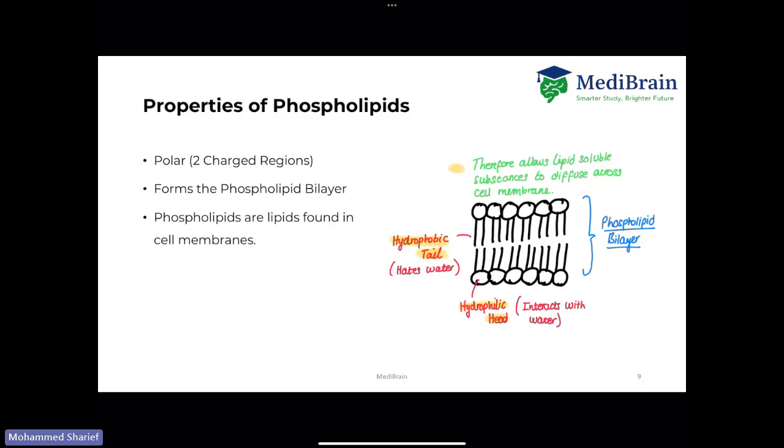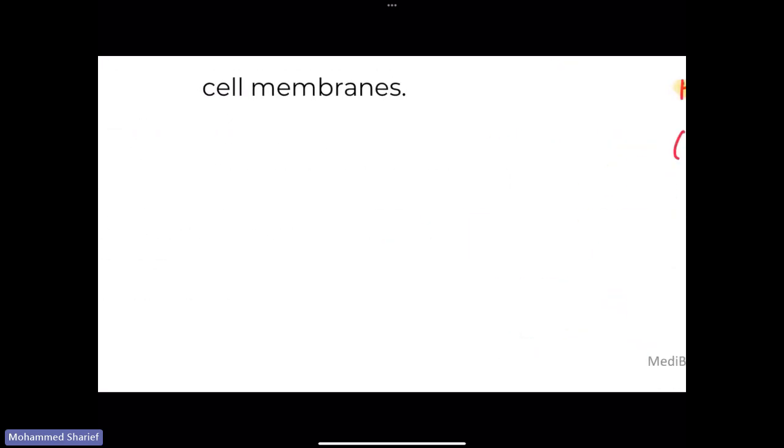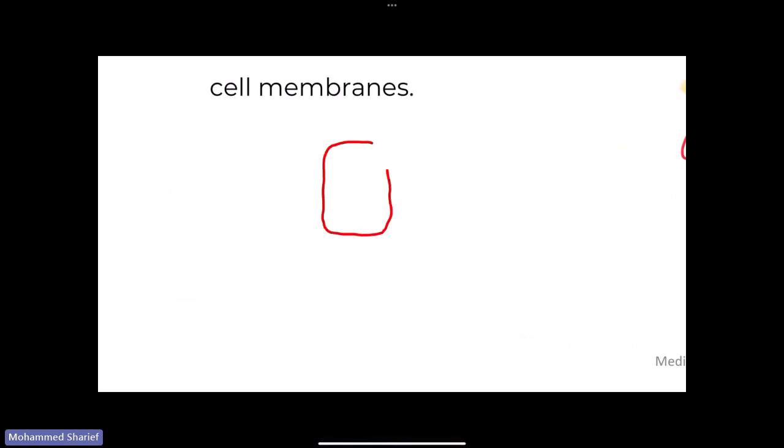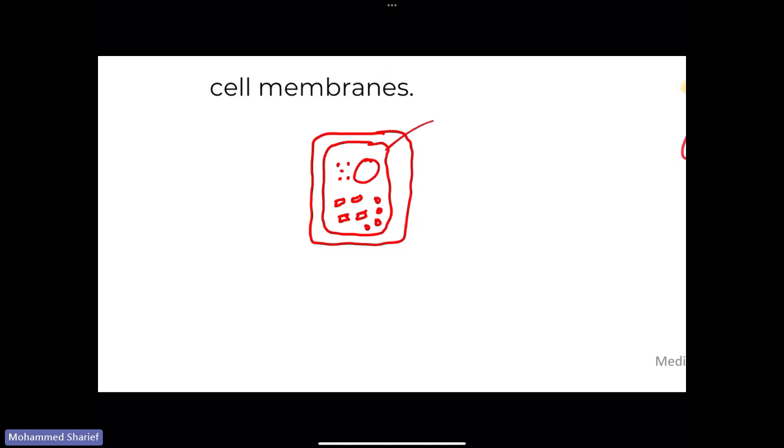Now, if we think about it from scratch, let's draw out a cell. Okay, so we've got a cell over here. That's the cell membrane, and outside is the cell wall. We've got the nucleus, we've got some mitochondria, we've got some ribosomes, we've got some chloroplasts. This is an image of a plant cell. Now, a plant cell has a cell membrane. This is the cell membrane.